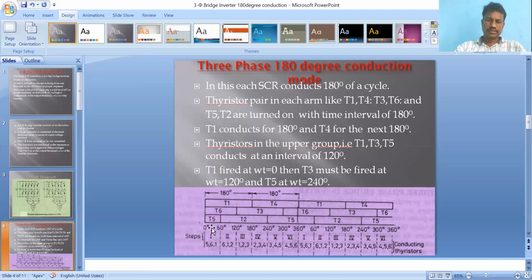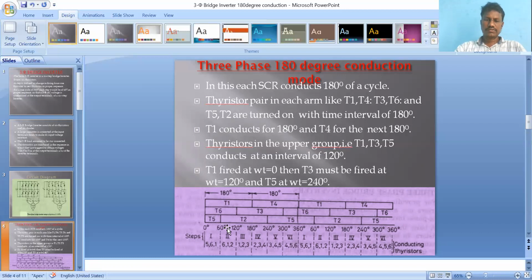So we consider the 0 to 60 degree interval. What thyristors will be triggered? If you take any interval of time, one from the positive group, upper group, and two from the lower group, or one from the lower group and two from the upper group of thyristors will be triggered. For each 60 degree interval, suppose you take 0 to 60 degrees, three thyristors T1, T6, T5 will be triggered. So T1 and T5 are upper group, T6 lower group.